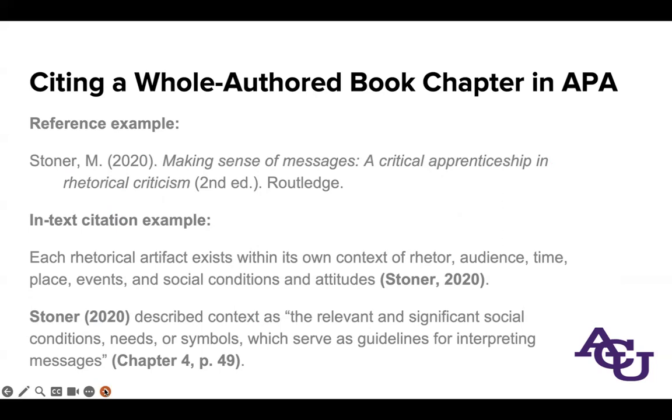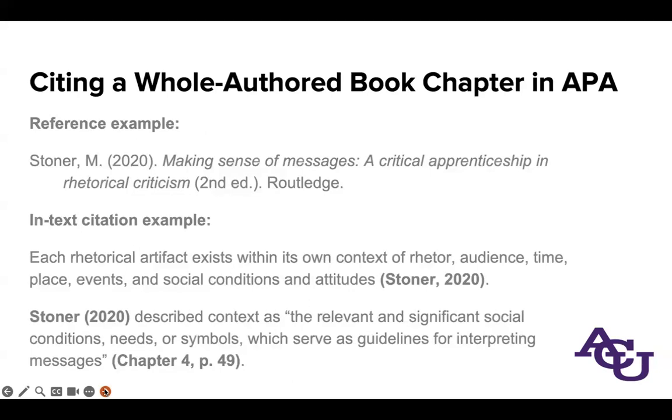You can also name the author in your sentence and follow their name immediately with the year in parentheses, as shown here, Stoner 2020 described. Remember that if you directly quote the text, you also need to include locator information to help your reader find the direct quote in its original context. For a book with page numbers, that locator information is usually a page number. So we could put Stoner 2020 described context as the relevant and significant social conditions, needs, or symbols which serve as guidelines for interpreting messages.